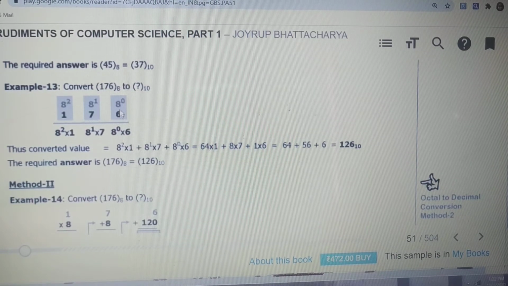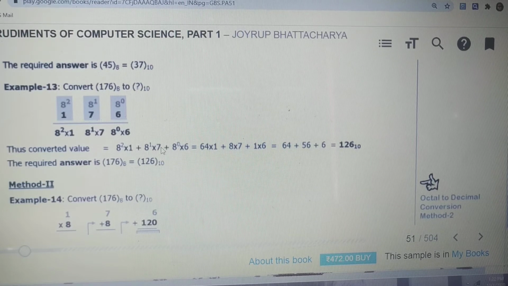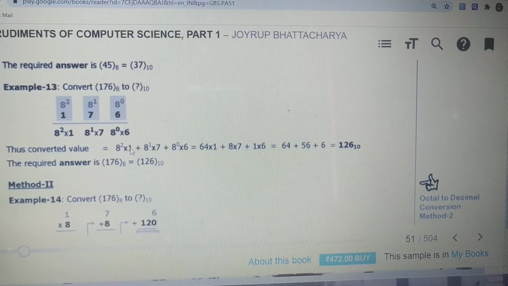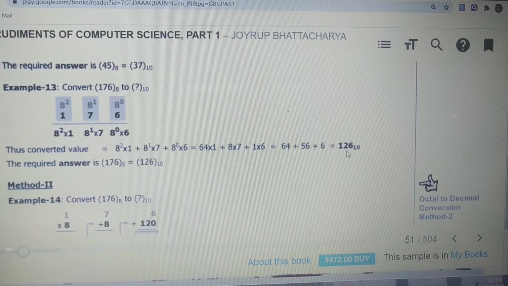So we will add 6 into 8 to the power 0. 8 to the power 0 means 1, so 1 into 6 is 6, plus 7 into 8 to the power 1. 8 to the power 1 means 8, so 8 into 7 is 56. Plus 1 into 8 to the power 2. 8 squared is 64, and 64 into 1 is 64. If you add, we get the value 126.